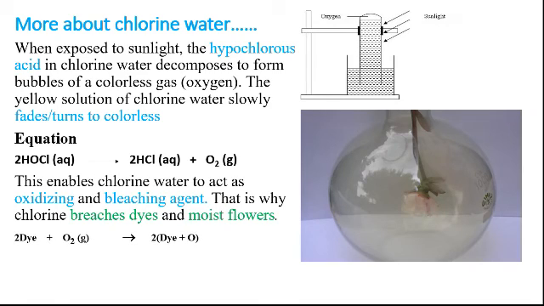And the equation for this bleaching is as follows. This is the flower or the dye. It acquires the oxygen which is produced from hypochlorous acid here, and when it acquires the oxygen, then the dye becomes colorless. Now this is the colorless dye or the colorless flower. It has been oxidized. Oxygen has been added to it, but the substance which has added oxygen is chloric 1 acid or hypochlorous acid. That is a very important property of chlorine water.